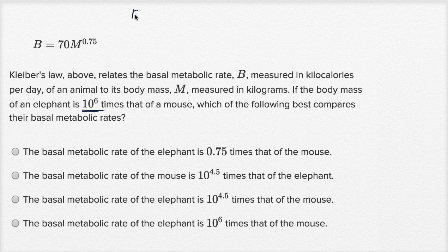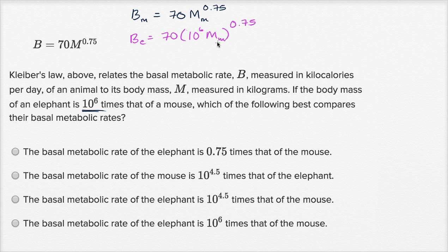Let's just say B sub lowercase m, the basal metabolic rate of a mouse, is equal to 70 times the body mass of a mouse, that's why I wrote the subscript lowercase m for mouse, to the 0.75. Now, what's going to be the basal metabolic rate of an elephant? It's going to be 70 times the mass of an elephant to the 0.75 power, but we know that the mass of an elephant is 10 to the sixth times that of a mouse. So instead, I could write 10 to the sixth times the mass of a mouse to the 0.75 power.